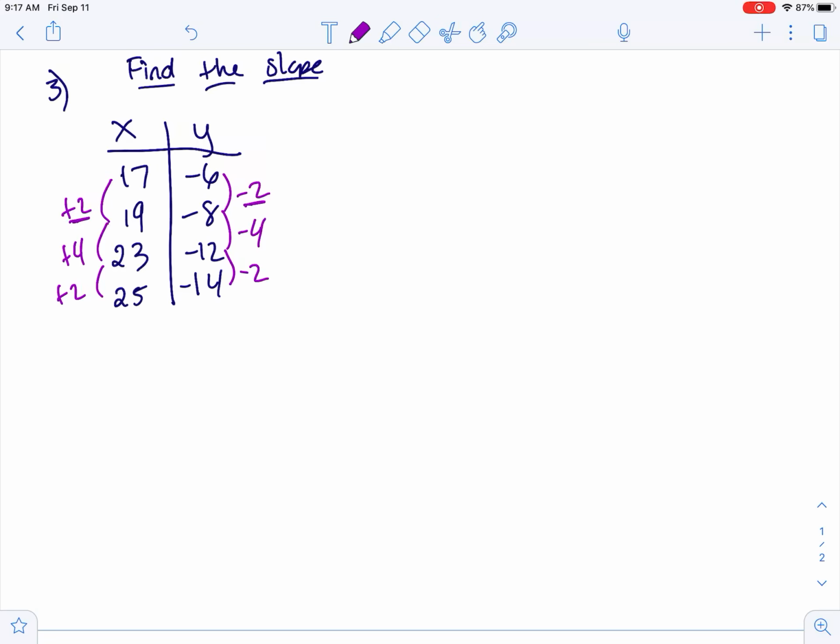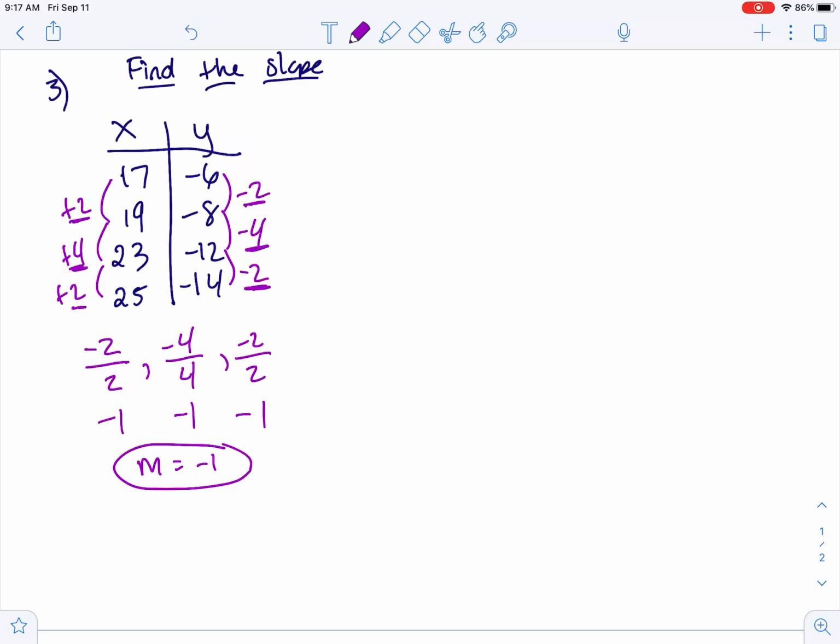So on that first one, I go down 2, over 2. So rise over run. Next one, negative 4 over 4. Next one, change in y's would be negative 2, change in x's would be positive 2. So simplify these. What happens? Well, negative 2 divided by 2 is negative 1. Negative 4 divided by 4 is negative 1. Negative 2 divided by 2 is negative 1. So they do come out to be the same. So this does make a line, and your slope would be negative 1. Always give us your simplified slope.